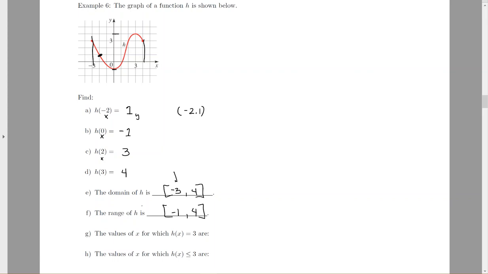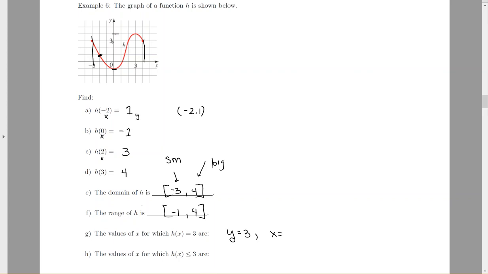Notice the first number on both of these are the small numbers. The second number is the big one. When you give interval notation, that should be the case. Small first, big second. Letter G is a little different. This is saying the values of x for which h of x equals 3. So h of x is another name for y. So we're saying when y is 3, what are your x value or values?